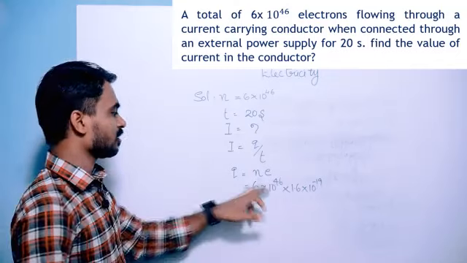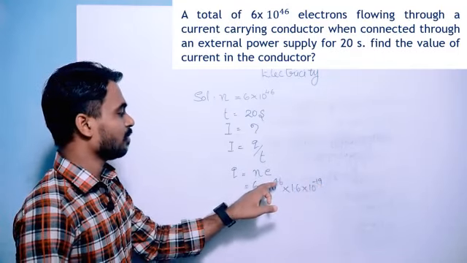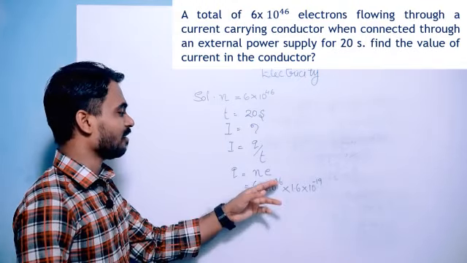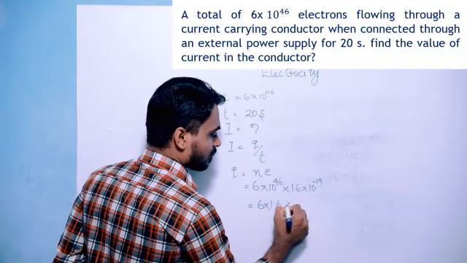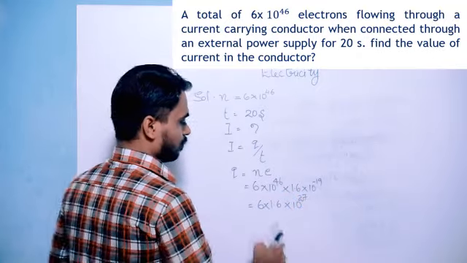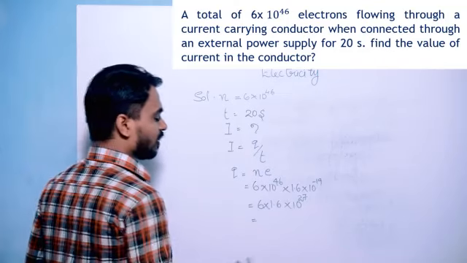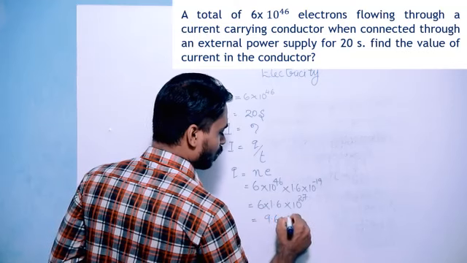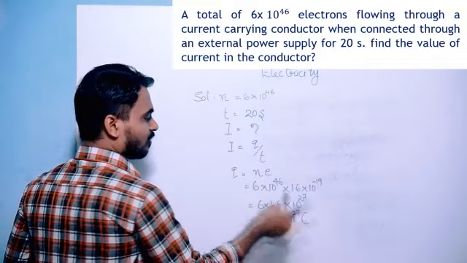What will we get? 10 raised to 46 and 10 raised to minus 19. By calculating this one, a raised to m times a raised to n, what will we get? 6 into 1.6 into 10 raised to 27. Multiply these two, 1.6 into 6. We will get the answer as 9.6 into 10 raised to 27 coulomb. So we get the value of Q.